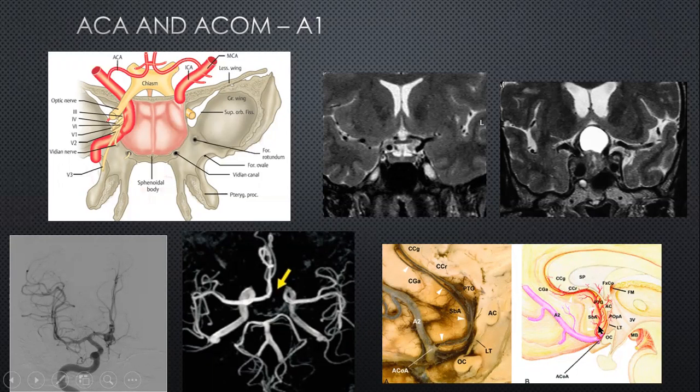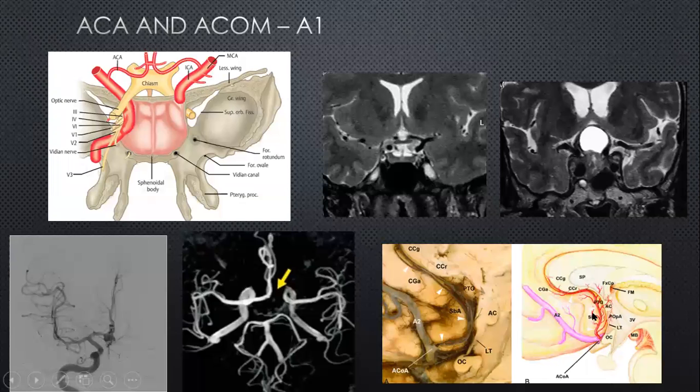So what are the segments of the ACA? Of course, we have the earliest one, the A1 segment, which is from the carotid termination up to the ACOM. Beyond the ACOM, we start getting into the A2 segments, which is the proximal part of the ACA up to the pericallosal arteries, and beyond the pericallosal arteries, we talk about the A3 segments.